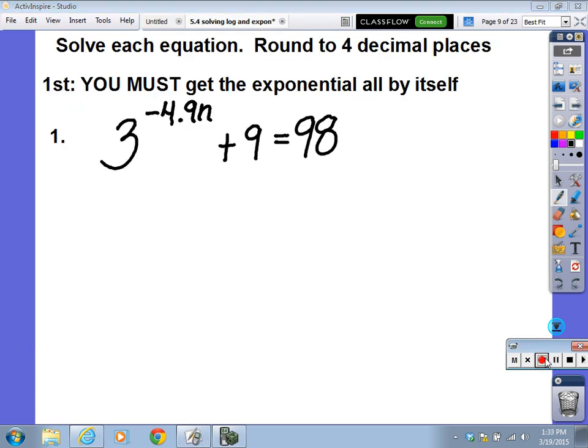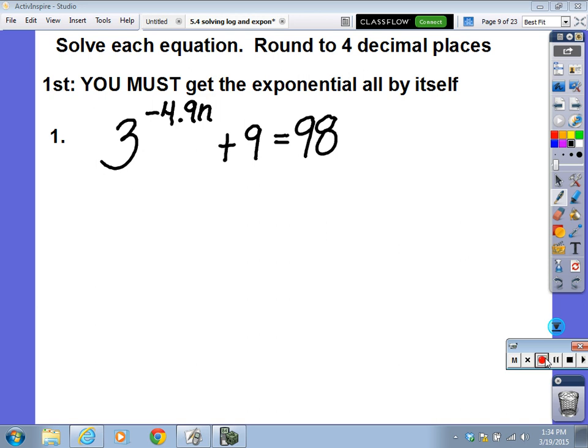Next part. Okay. So now we're just going to get to a little bit more involved problems. Not the same thing, but a little bit more involved. So when you see something like this, first of all, everything that we've done so far, the exponential has been isolated all by itself, right? We haven't had anything added to it. So notice on number 1 on the worksheet, we have 3 raised to the negative 4.9n plus 9 is equal to 98. So I'm going to do this algebraically.